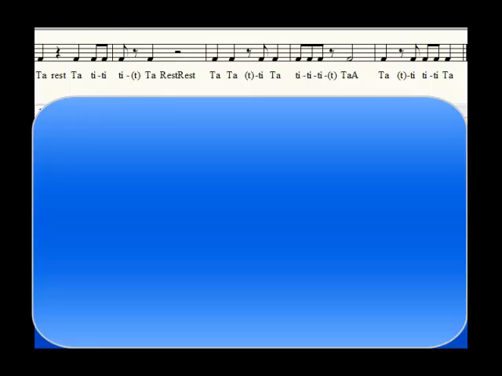Ready? Here we go. Ti, ti, ti, ta. That's right. Now let's move backwards again to the third bar. And here we go. Ta, ta, ti, ta. We've seen that bar before in the previous example. Let's do that third bar again. Here we go. Ta, ta, ti, ta. Good job.